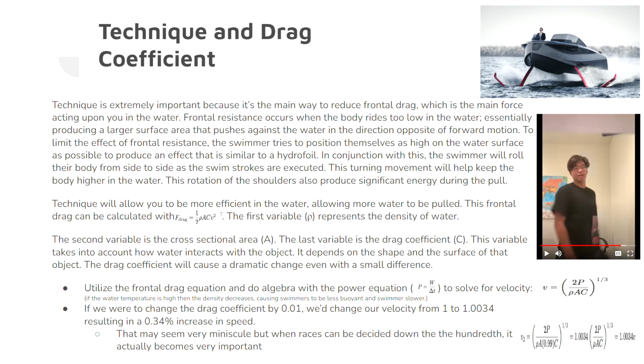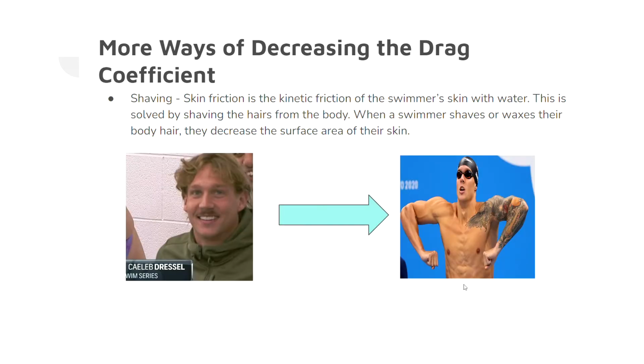And then anyways, if we were to change the drag coefficient by 0.01, we change our velocity from 1 to 1.0034, and that's a 0.34% increase in speed, and that's very minuscule, but in swimming, races are decided down to the hundredth, and these minuscule things can honestly make a huge difference.